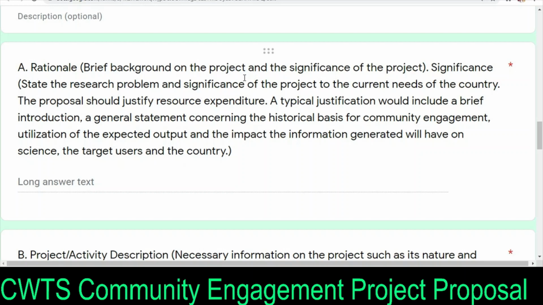See to it that the proposal will merit why it should be funded that particular amount. A typical justification would include a brief introduction, a general statement concerning the historical basis of community engagement, utilization of expected output, and the impact the information generated will have on science or on practice, the target users, and in a broader sense, the country. That's the rationale.